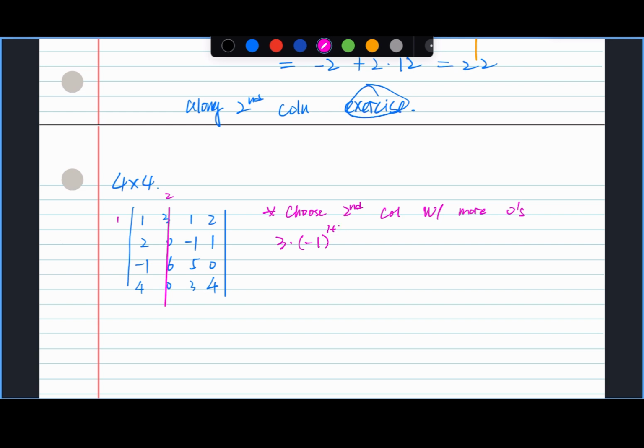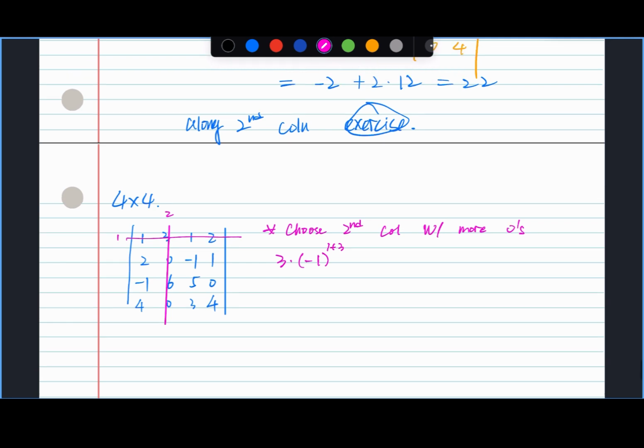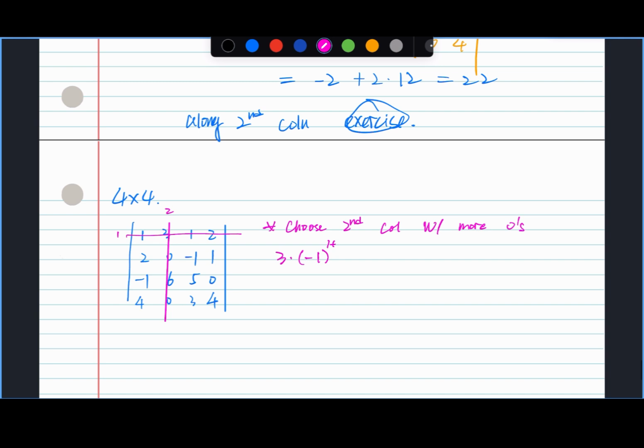And don't you have to cross out a row as well as a column? Yeah, we're doing the first one for now. Along this column we're doing each row. So the first is 1, 2, and then multiply by the determinant of the left 3x3 matrix.